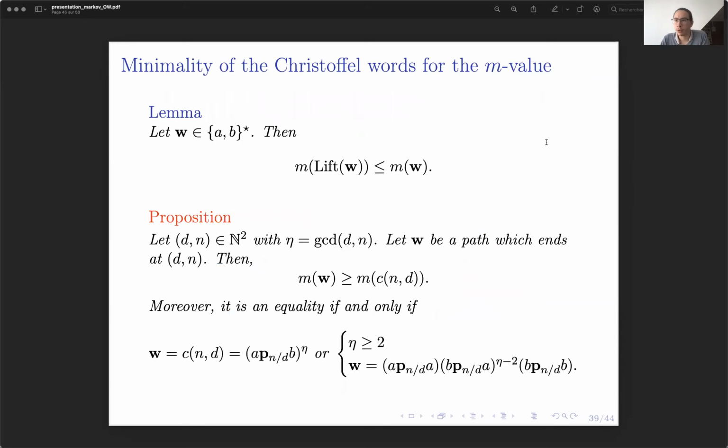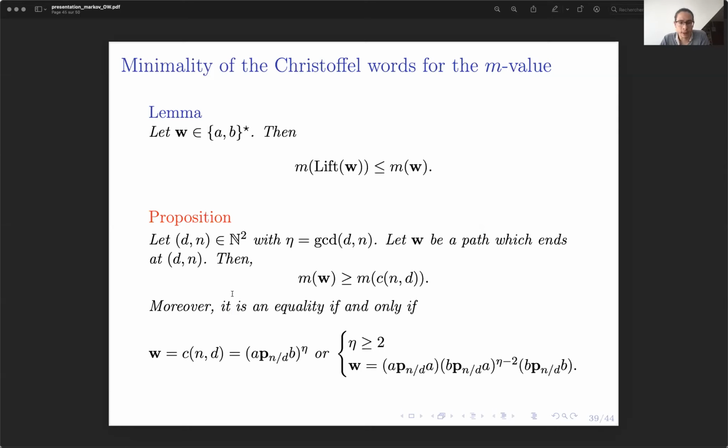And with all of this, we can prove that the M value of the lifting of a word is less than the M value of a word. And it helps us to prove that the M value of the word is always greater than the M value of a Christoffel word.